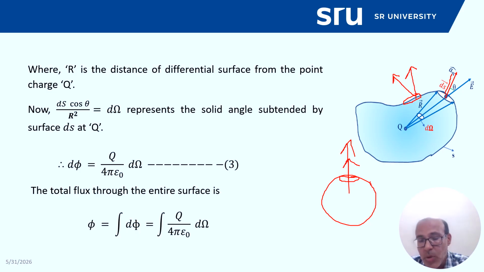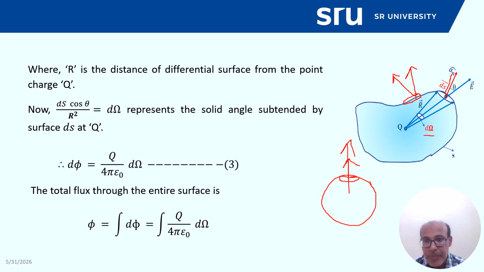Now you know what theta is, what E is, what ds is. It's the normal projected to that elemental surface. Q is the charge and r is the distance between the charge and the surface that we have considered. Now if you see the angle subtended due to this elemental surface, which is white in color, that is d omega. That's the solid angle subtended due to the elemental surface which we have considered.